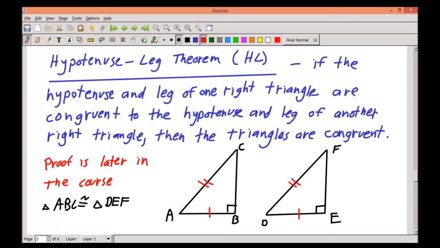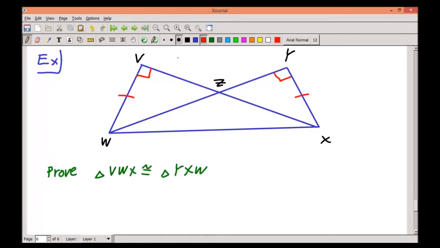It's called the hypotenuse leg theorem, and this one only works when you have a right triangle. And what the hypotenuse leg theorem says, and it is provable, but we're not going to prove it today. It's going to be proved later in the course. But what the hypotenuse leg theorem says, which is abbreviated HL, is if the hypotenuse and leg of one right triangle are congruent to the hypotenuse and leg of another right triangle, then the triangles are congruent. Okay, so this one again can only be used when you're trying to prove two right triangles congruent. So again, we're not going to prove that, but we are going to use it in our example here.